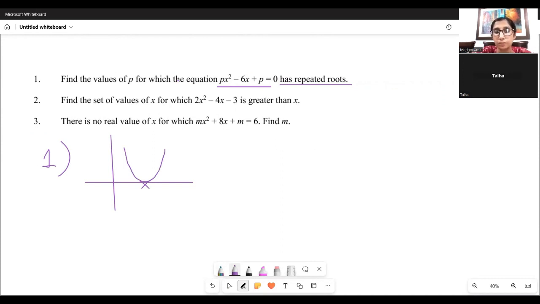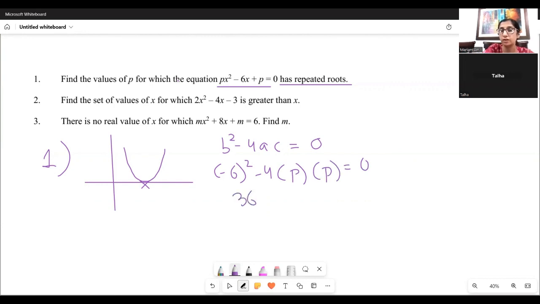And b square minus 4ac is equals to 0. Exactly. This is the case where b square minus 4ac is equals to 0. So b in our question is minus 6, whole square, minus 4, a is P and c is P as well, is equals to 0. So we have 36 equals 4P square. So 9 equals P square. So P equals plus minus 3. That should be the answer for this question.